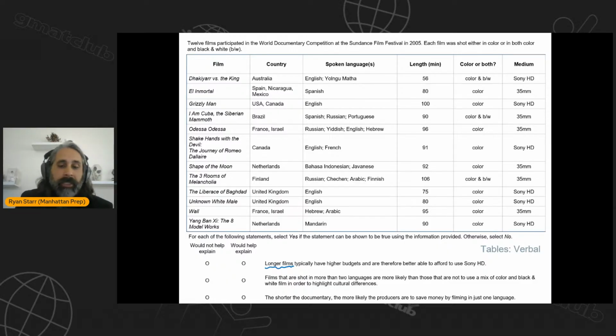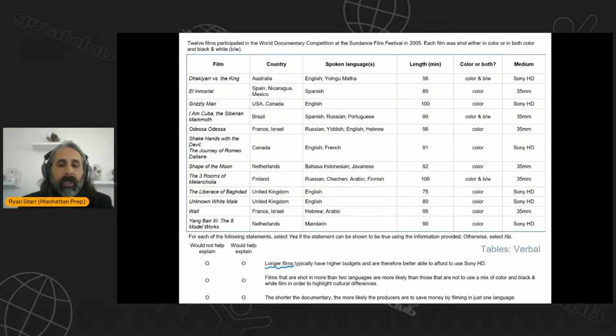Says they typically have higher budgets. Budgets not mentioned at all in this table. So hard to say. This would be the kind of new thing, right? In these would help explain, would not help explain style questions, they're really going to give you some new information. And the question is, does it explain what otherwise is a trend we see in the table or something like that?